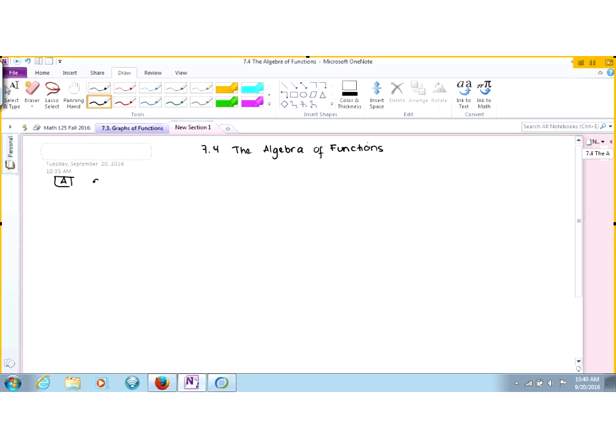So the first one is the sum. What is sum? F plus G of X. This is what you asked last time, George, right? This is just F of X plus G of X. Difference. What is the difference? What operation? Yes, F minus G of X. So basically we write them separately. F of X minus G of X.